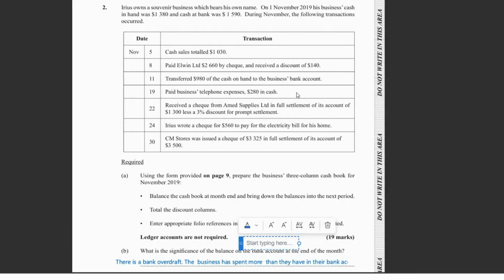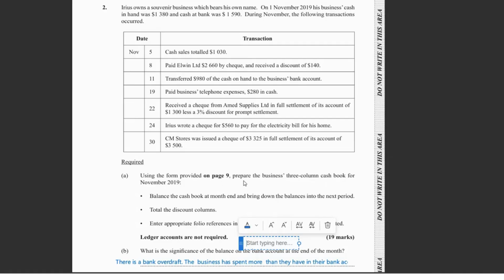Arias owns a souvenir business which bears his own name. On the 1st of November 2019, his business's cash in hand was $1,380 and cash at bank was $1,590. During November, the following transactions occurred. And they went ahead, they listed the transactions. Then it said required. A.